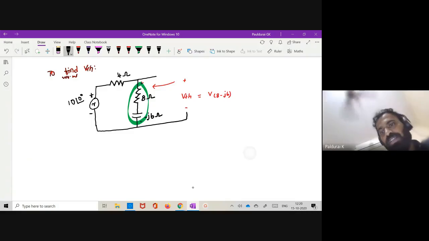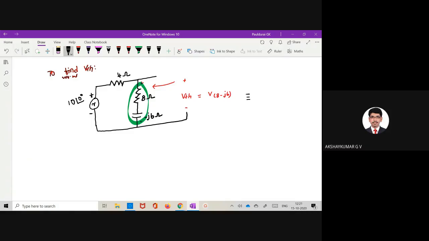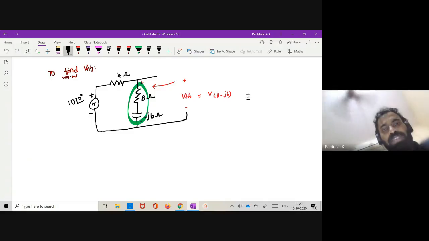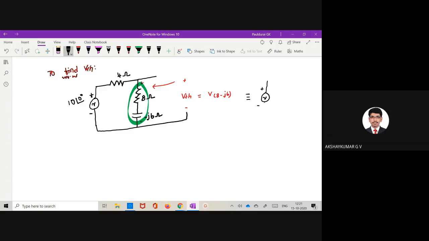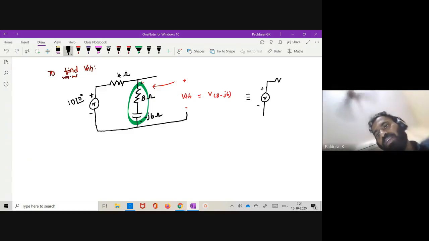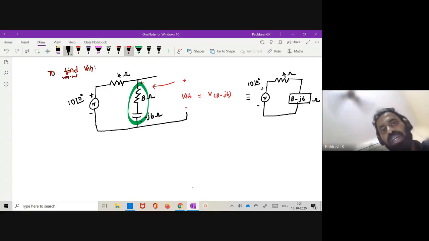Or simply for your reference, we can find the current. Otherwise, if you are genius, then what will you do without finding current? Actually, this can be written just by picking the voltage drop. What is the rule for that? Voltage division. Very good. So this is my 8 minus J6. Actually, this is also ohm. This is 4 ohm. Now I apply 10 at an angle of 0. It is dropped across this 4 ohm as well as this 8 minus J6.